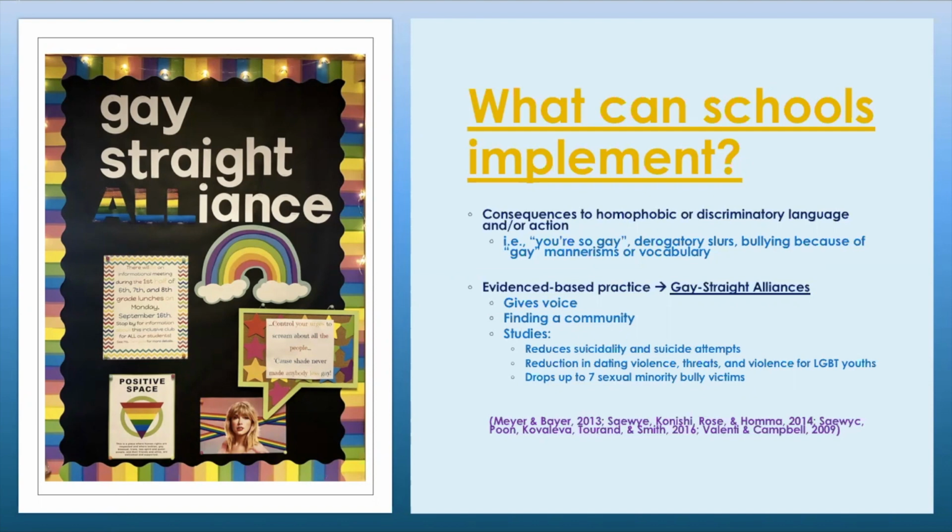Secondly, you want to also have gay straight alliances, which is an evidence-based practice. It's an extracurricular activity for LGBT students, allies, and questioning students to come together, find a community, and feel heard. It also has been shown to reduce suicidality and suicide attempts among students who have mental health issues related to their sexuality. It reduces dating violence and threats, as well as violence in general for those youths. And it has been shown to drop up to 7 sexual minority bully victims in a given year. The longer the GSA, which is a gay straight alliance, is put in place, the better the benefits.